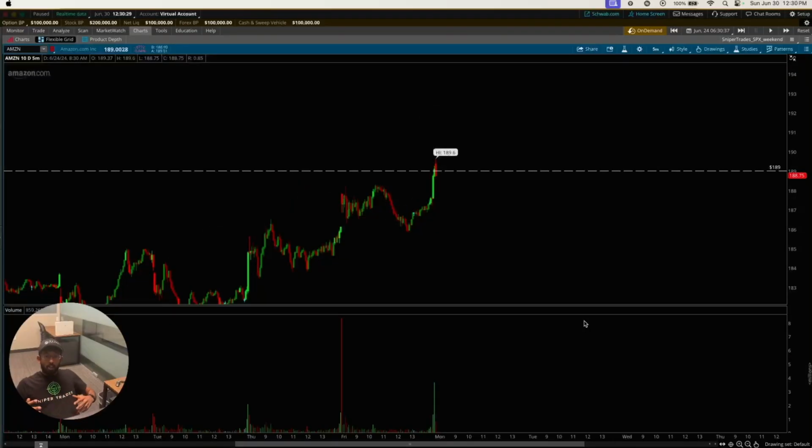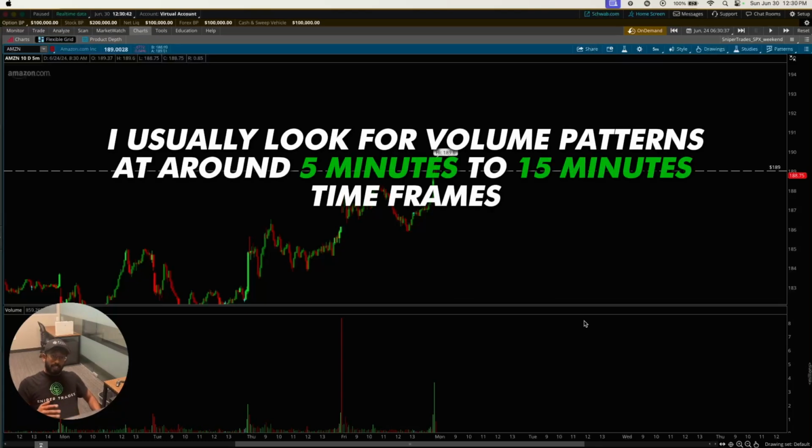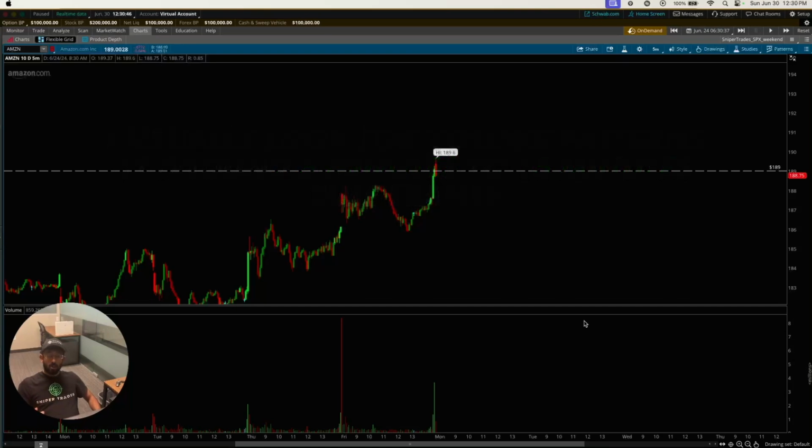To understand the volume patterns, I'm not really looking at the daily time frame because the daily time frame is very slow with respect to me trying to enter a trade and it might already break out. So I usually look for volume patterns at around the 5-minute and the 15-minute time frames and try to assess how the breakout is going to occur before it actually happens.